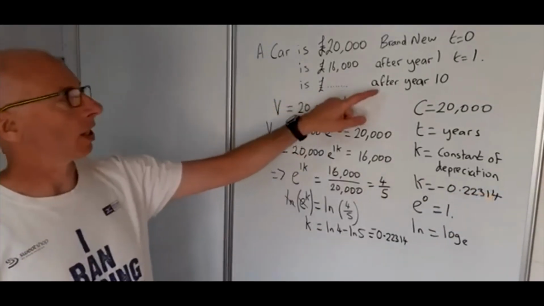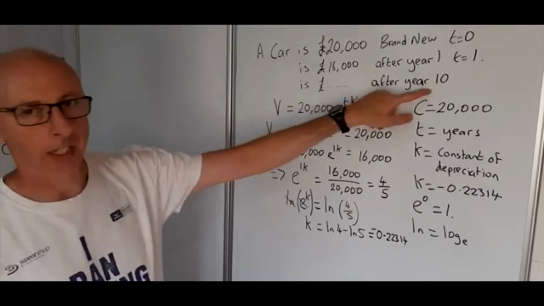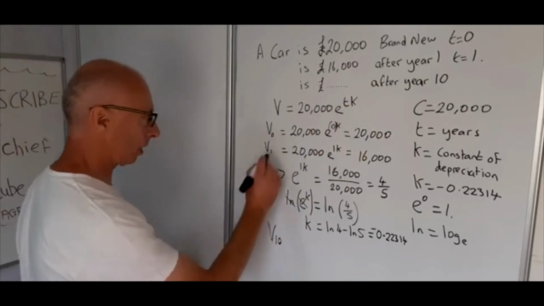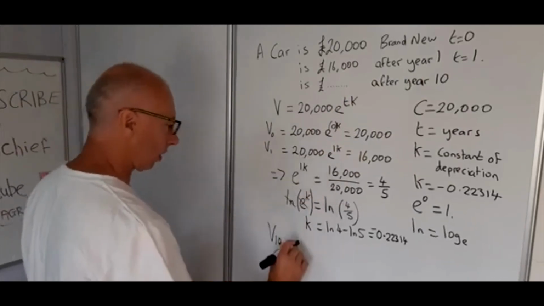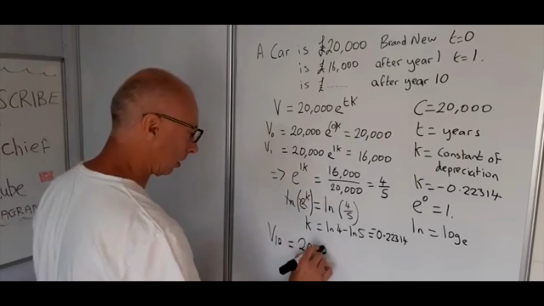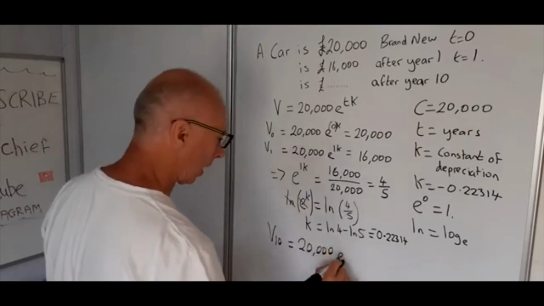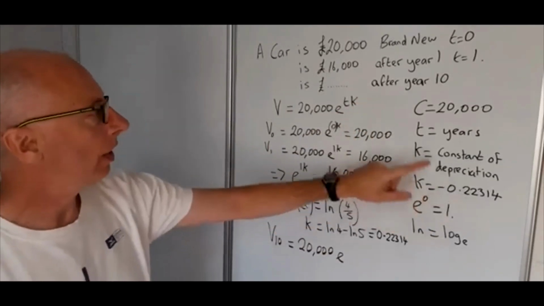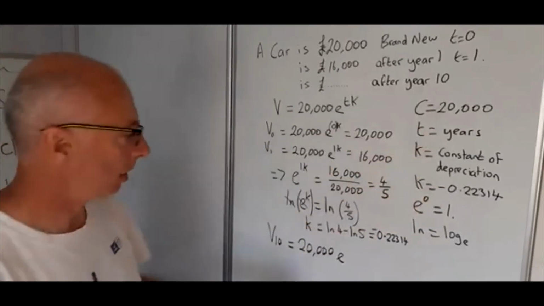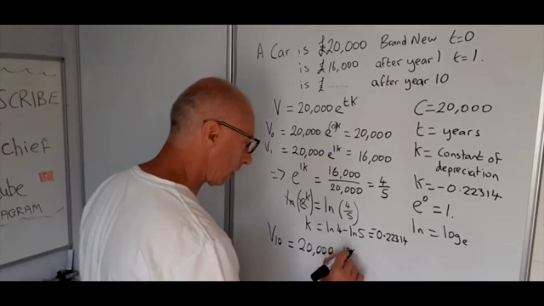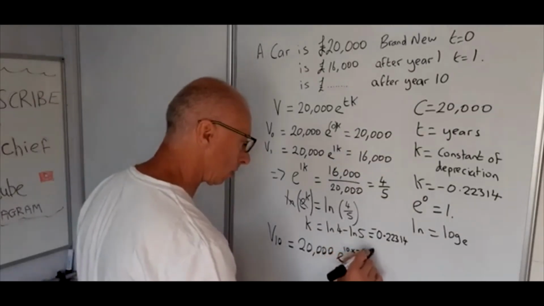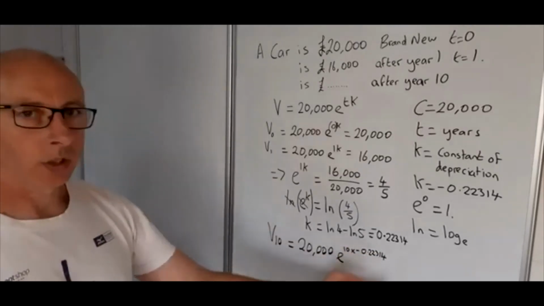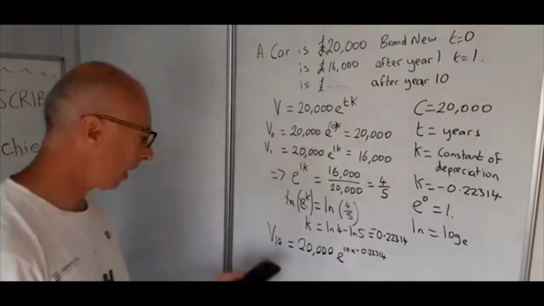Okay, so the final question is, what is the value after year 10? So we could just write down here V10, the value on year 10. Still need the 20,000, that's the initial value, multiply by E to the K, we now have this one, and T is the years, that's going to be 10. So 10 times minus 0.22314. We can just type this into the calculator and see what we get.